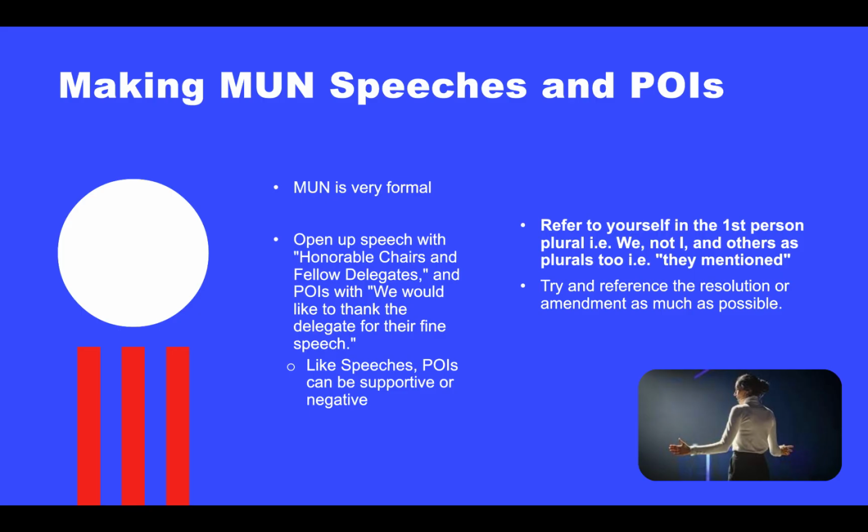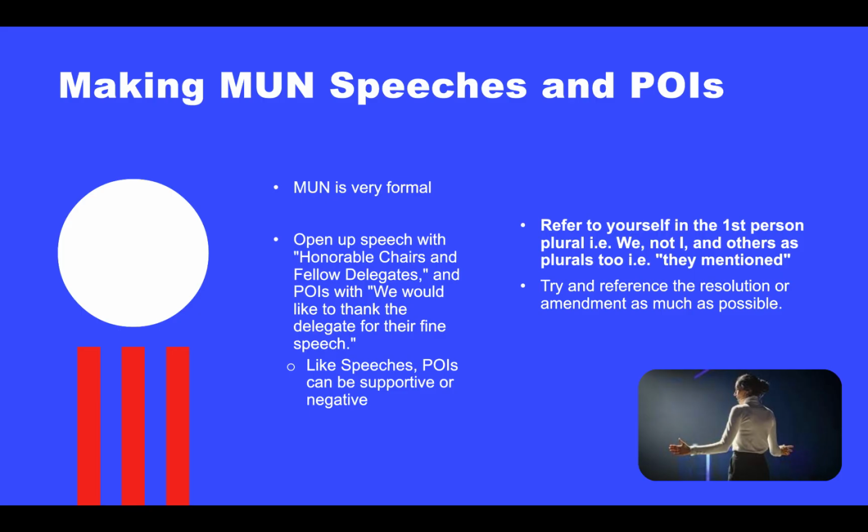So you open up your speech all the time with honourable chairs and fellow delegates, and you open up your POIs with, we would like to thank the delegate for their fine speech. That's an idea of how formal it is, even if you disagree with them. You can say, we'd like to thank the delegate for their fine speech, but would the delegate agree that they're completely wrong about whatever. So you just need to make sure that you're relatively formal and very calm in your approach to making speeches and POIs.